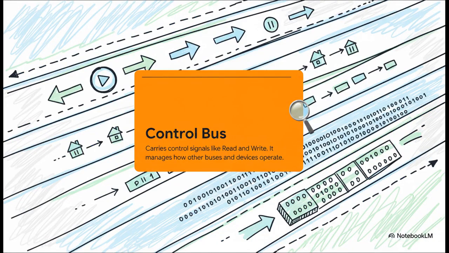And finally, we have the control bus. Now, you could argue this is the most important one of all, because this is the traffic control system for the entire highway. It's the traffic cop, managing the whole flow. It sends out commands like, okay, memory, get ready to read the data at that address I just sent, or, all right, I'm about to write some new data to you now. It prevents crashes and makes sure everything happens in perfect sync.